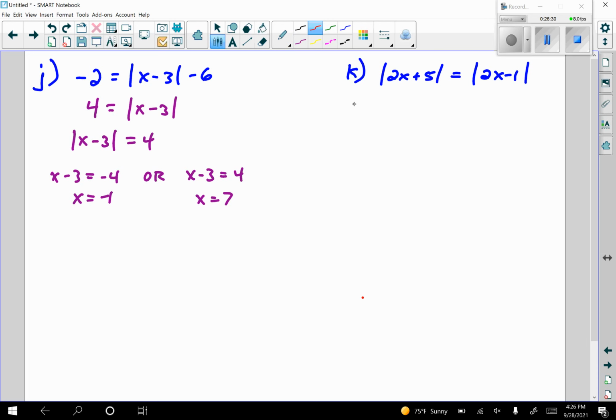Now for k, we're going to set 2x plus 5 equal to 2x minus 1, or 2x plus 5 equals the opposite of 2x minus 1. So we get a negative 2x plus 1. So we'll solve here. The 2x's will cancel. This gives us a false statement, so we would get no solution here. Over here, I'm going to add 2x to each side, so we get 4x plus 5 equals 1. 4x would equal a negative 4. x would equal a negative 1. So we don't get any answer for the first part that we rewrote, but x equals negative 1 would be the only solution of the two.